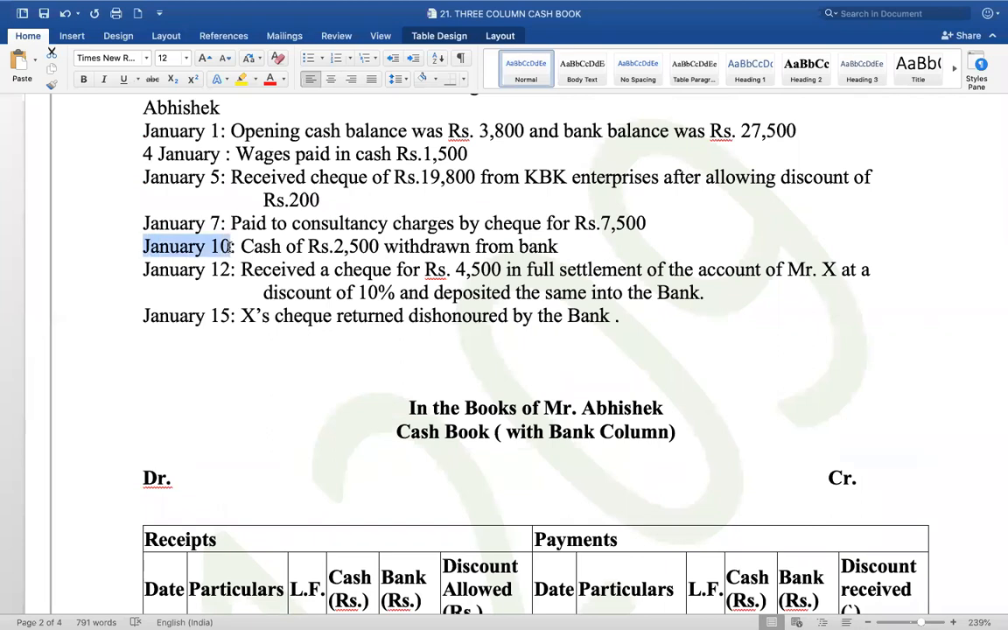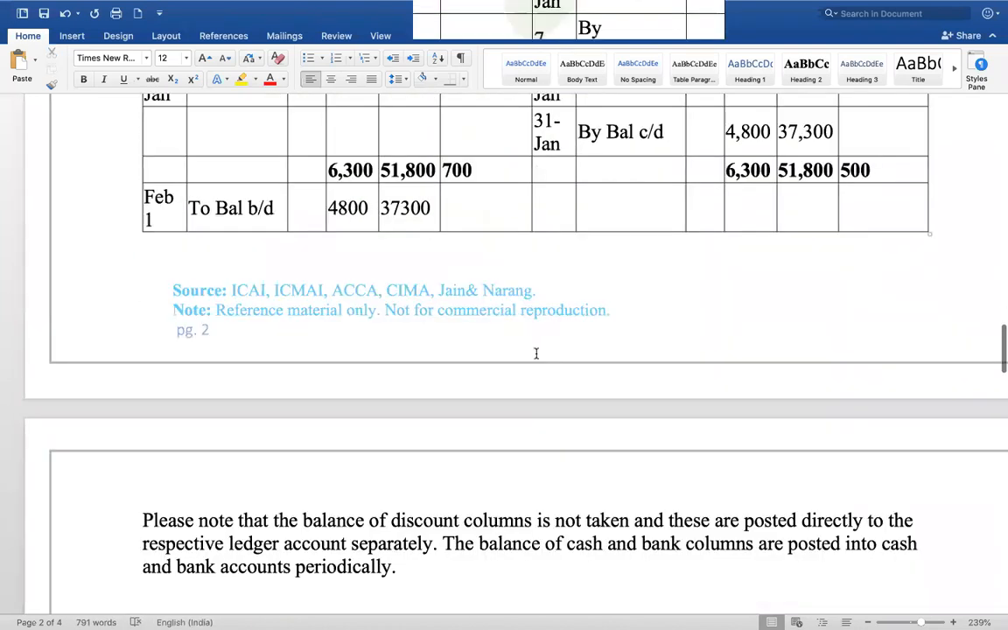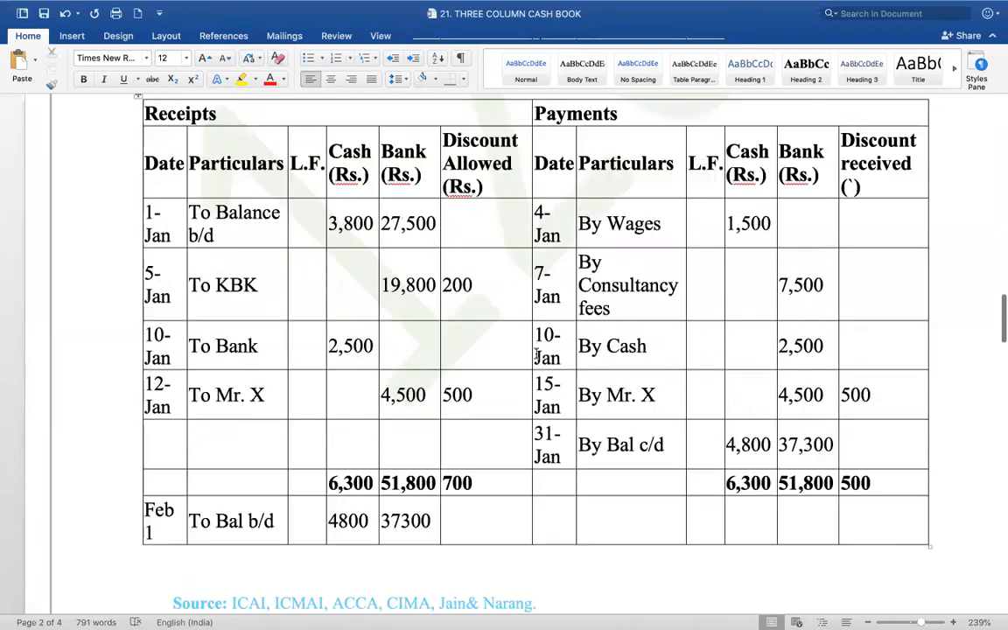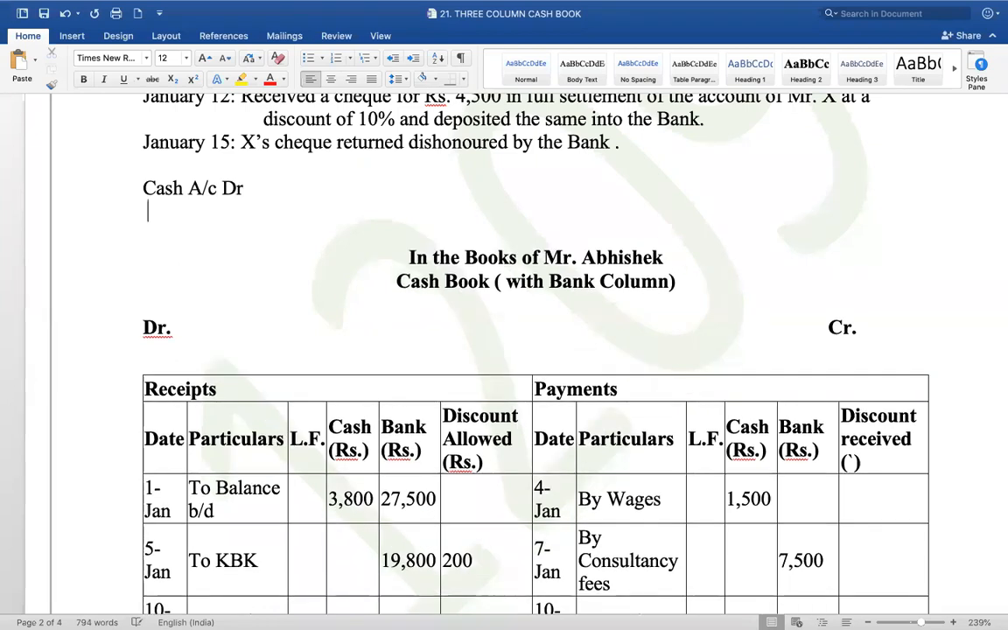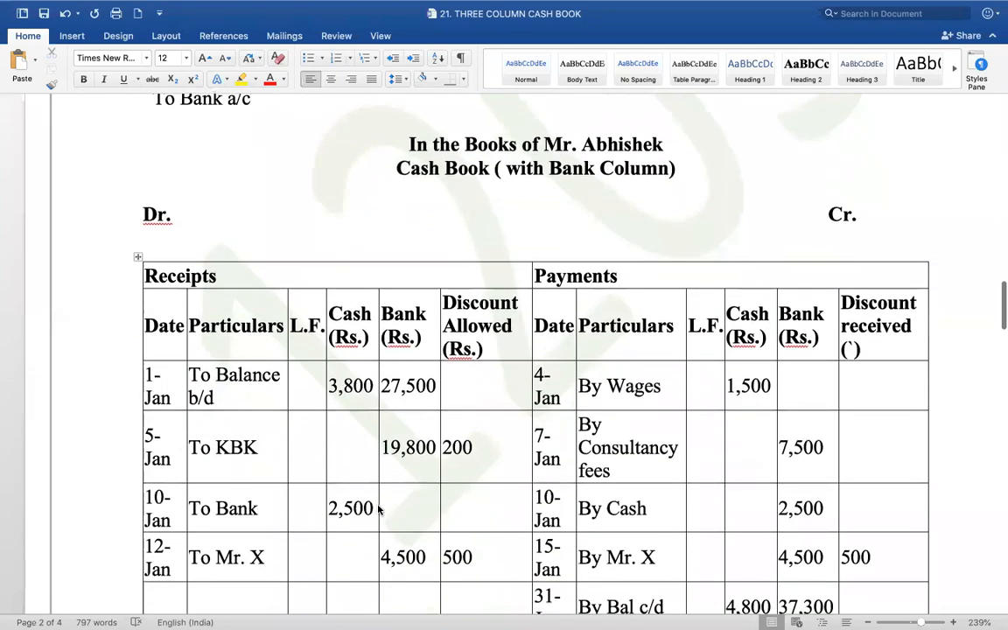On January 10th, cash is received. From where? From bank. Look at this. What is the entry? Tell me. When cash is received, who is receiving? Cash account. Debit the receiver. Cash account is the receiver, so it is debited. Cash account debit to bank account. So the cash account is debited with 2,500 when it is received.